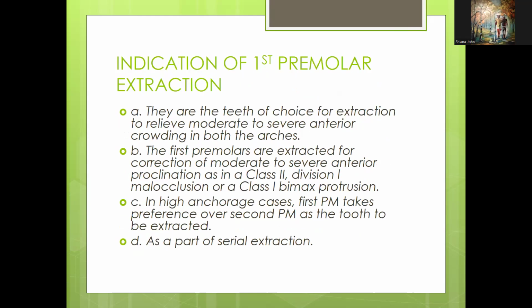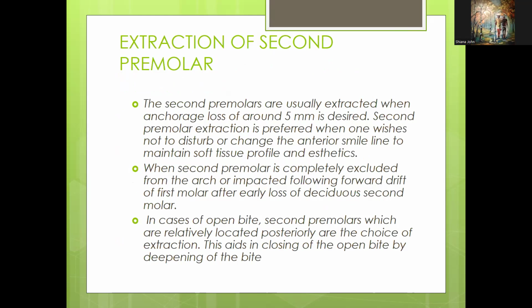Indications of first premolar extraction. They are the teeth of choice for extraction to relieve moderate to severe anterior crowding in both arches. The first premolar is extracted for correction of moderate to severe anterior proclination, as in Class 2 Division 1 malocclusion or Class 1 bimaxillary protrusion. In high anchorage cases, the premolar is indicated, and as part of serial extraction.